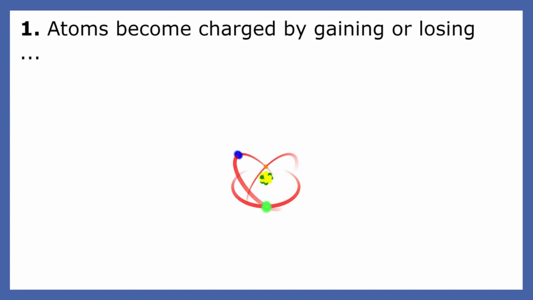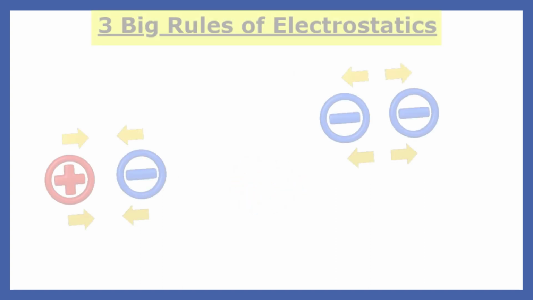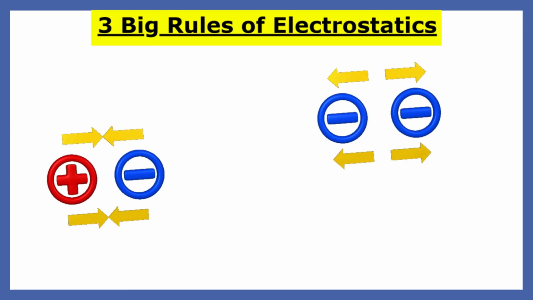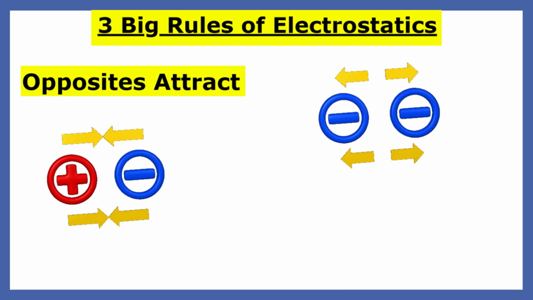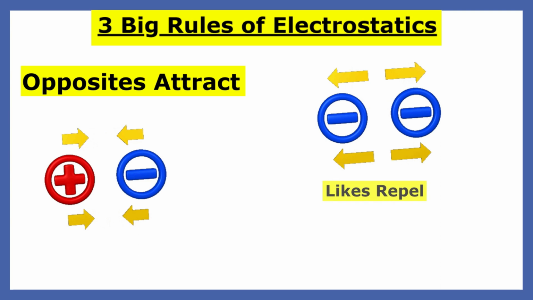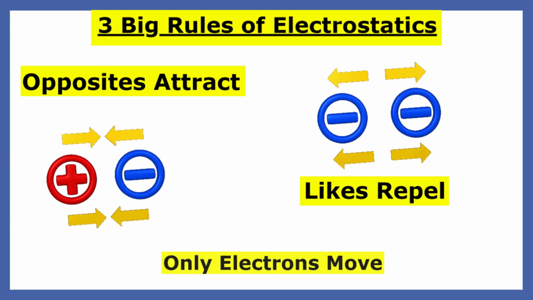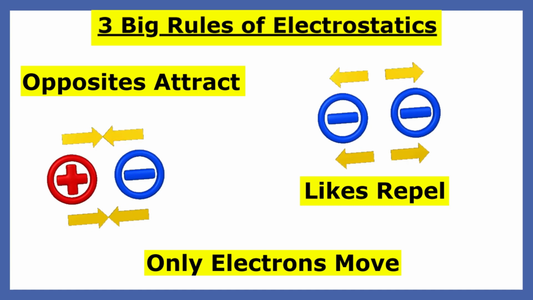Atoms become charged by gaining or losing electrons. Remember, protons and neutrons are never gained or lost when charges are transferred. In order to understand static electricity, you need to remember these three big rules. Opposite charges attract, like charges repel, and when charge is transferred, only electrons move. Only electrons are gained, and only electrons are lost.